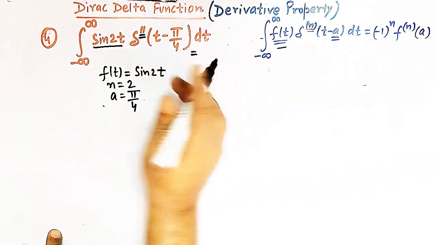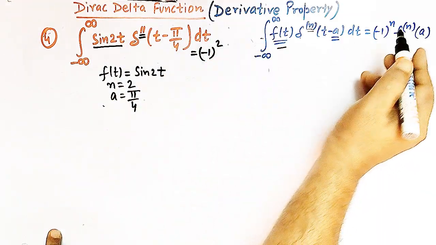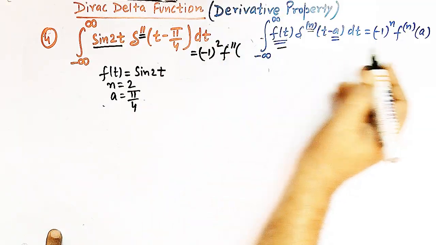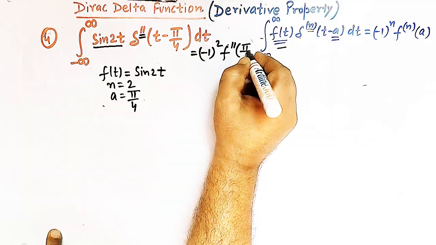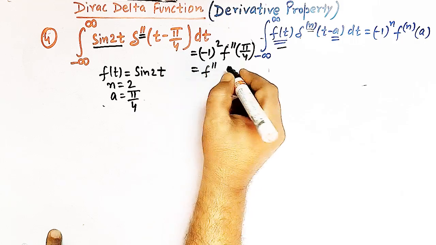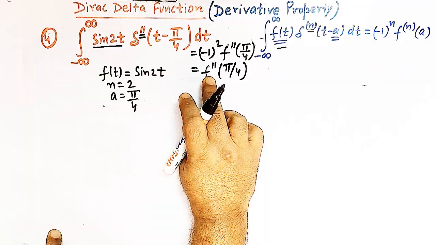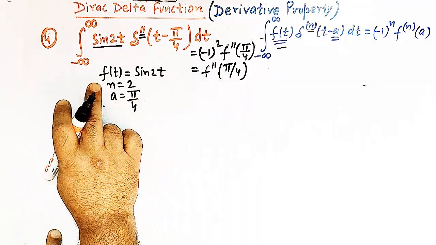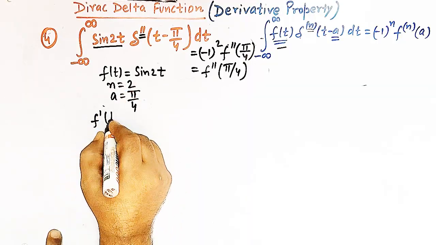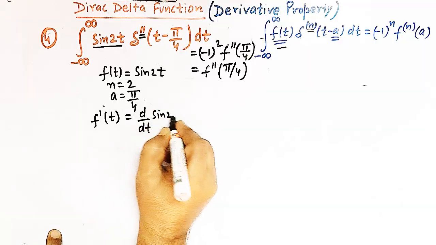So according to this property, the value of this integral can now be written as minus 1. Here we have n is equal to 2, and we have f double prime of a, where a is pi over 4, right? So minus 1 square is positive, so we have f double prime of pi over 4. So now we have to find the value of f double prime of pi over 4. So here f of t is sine 2t. So let us first find out the first derivative. So here we have d by dt of sine 2t.